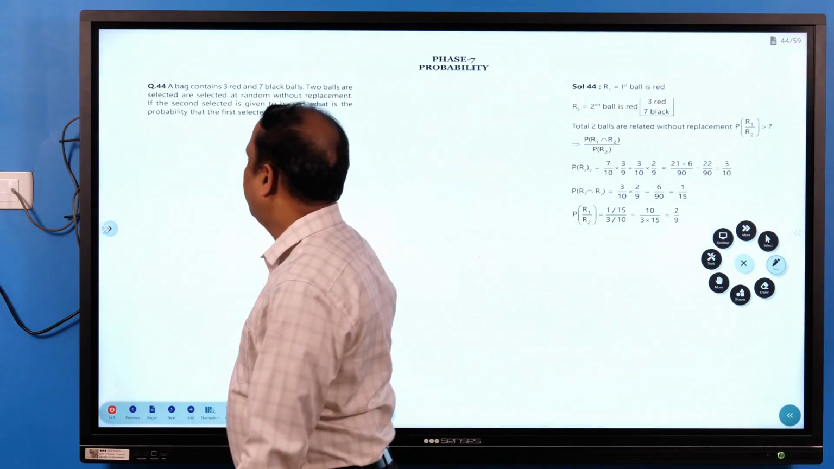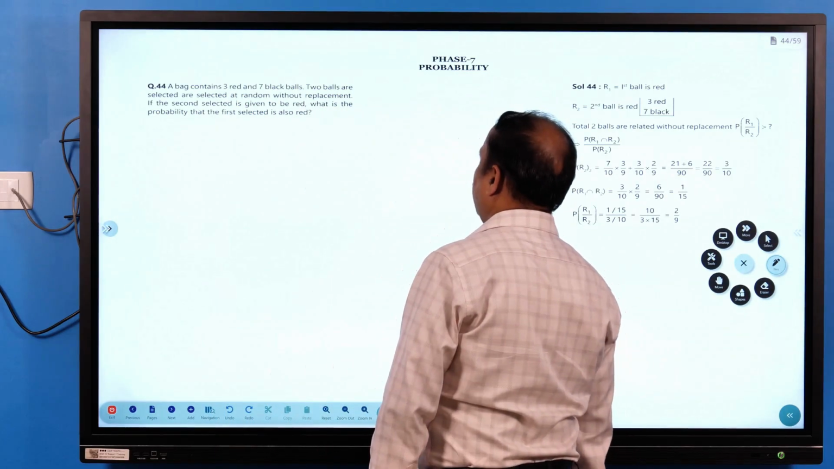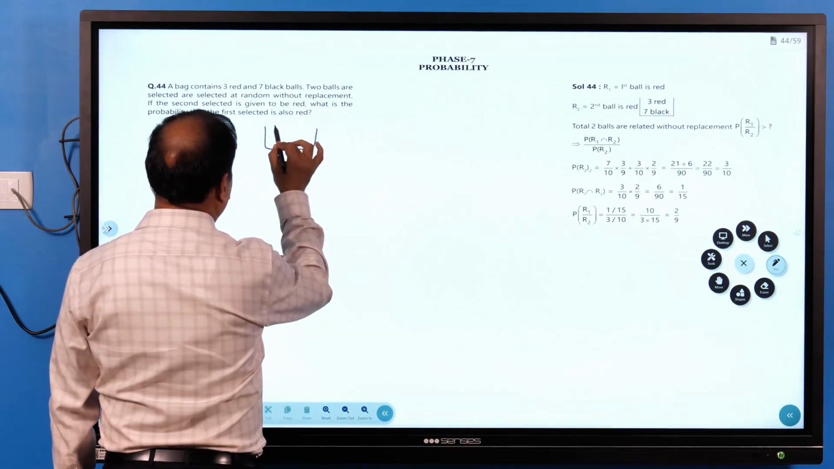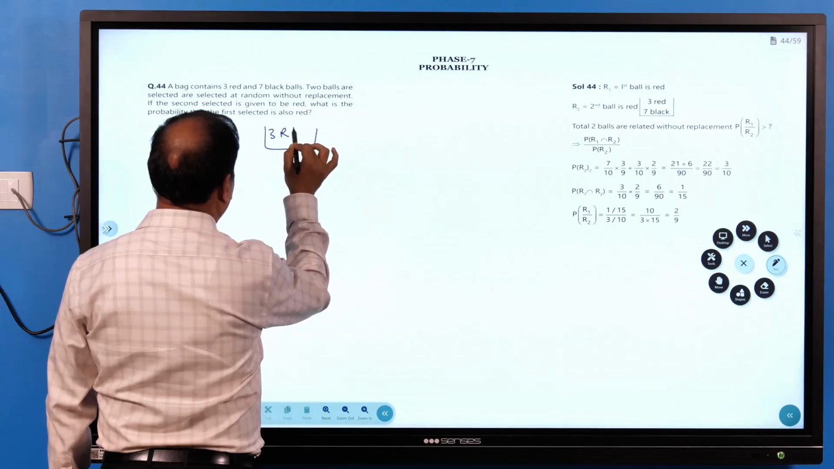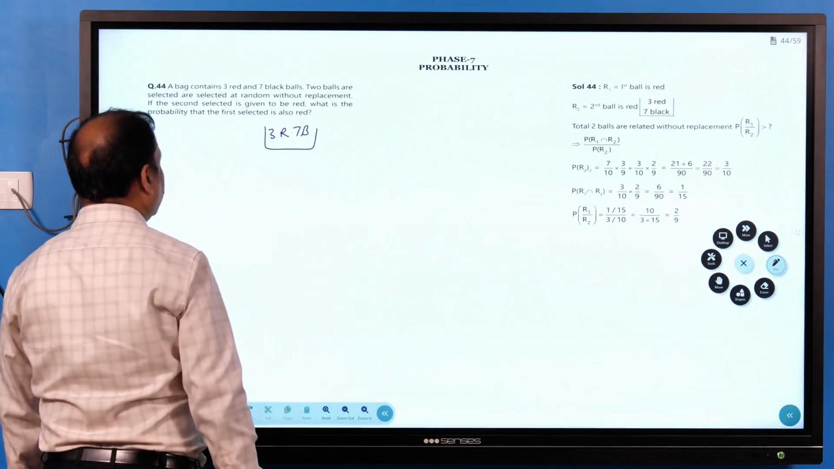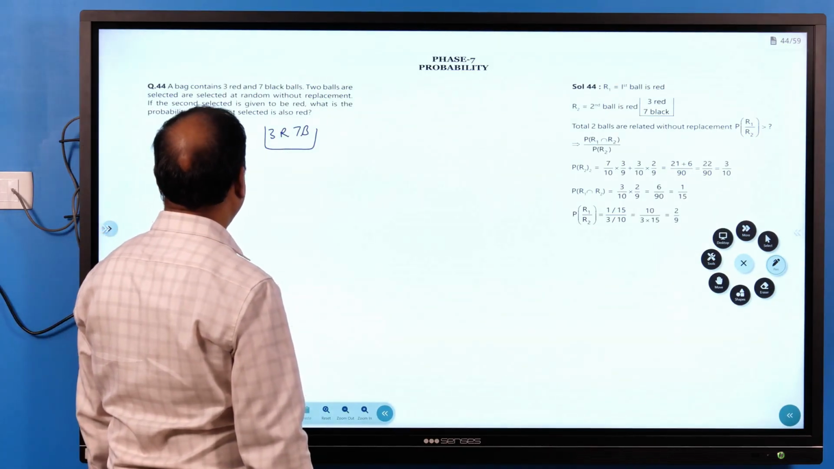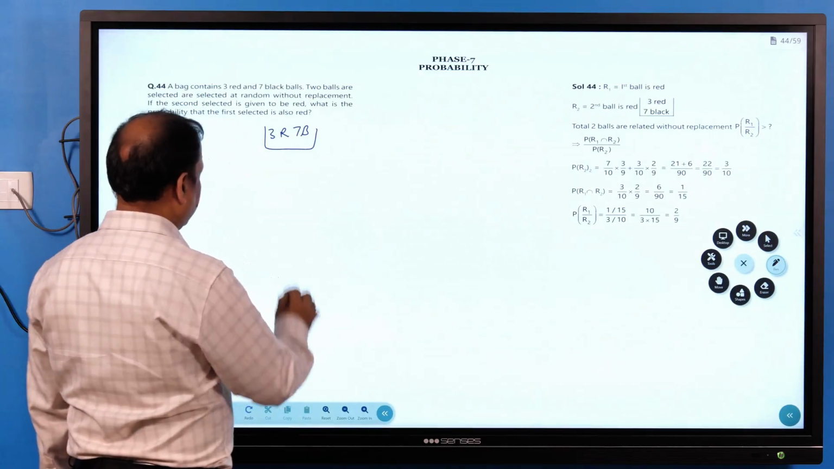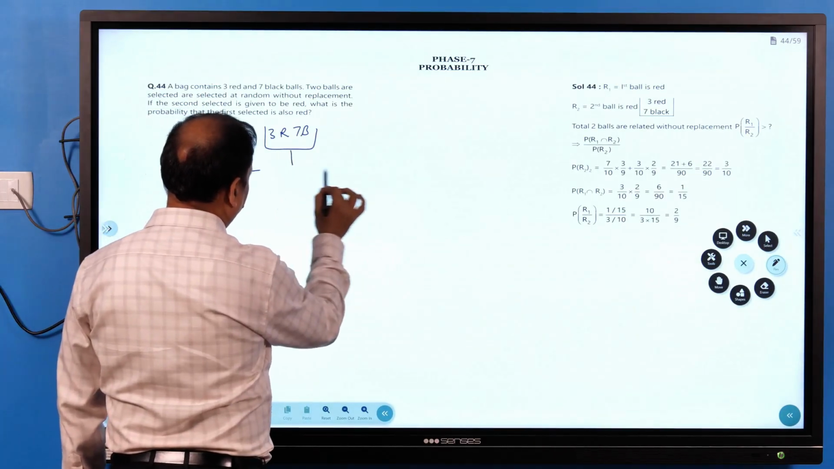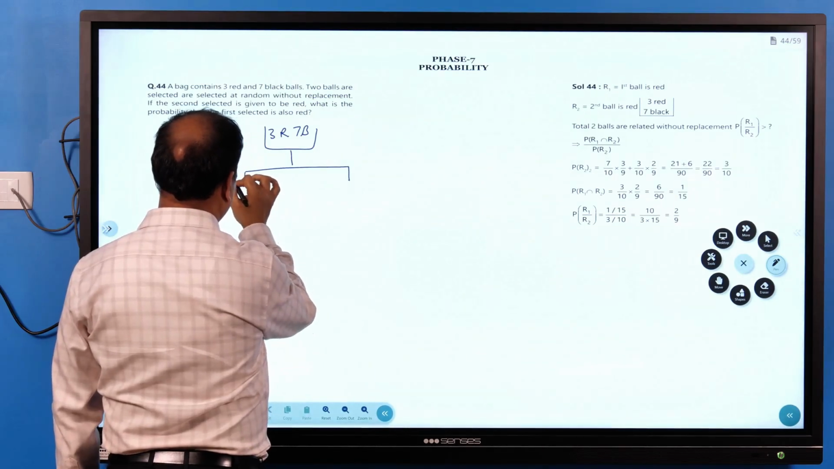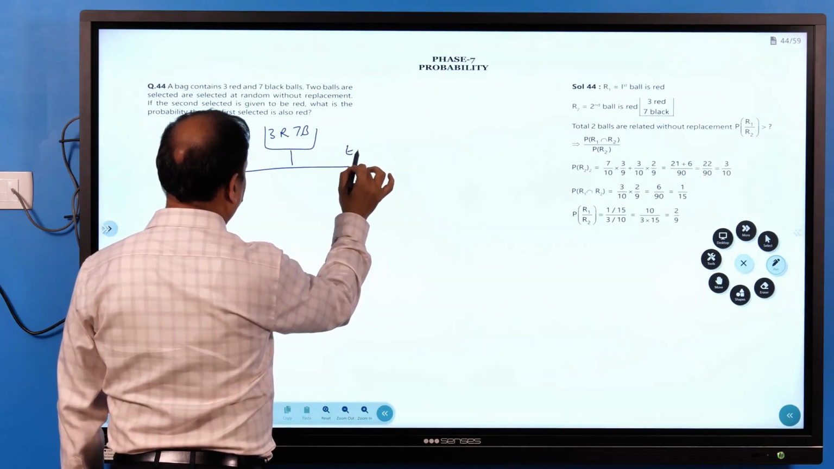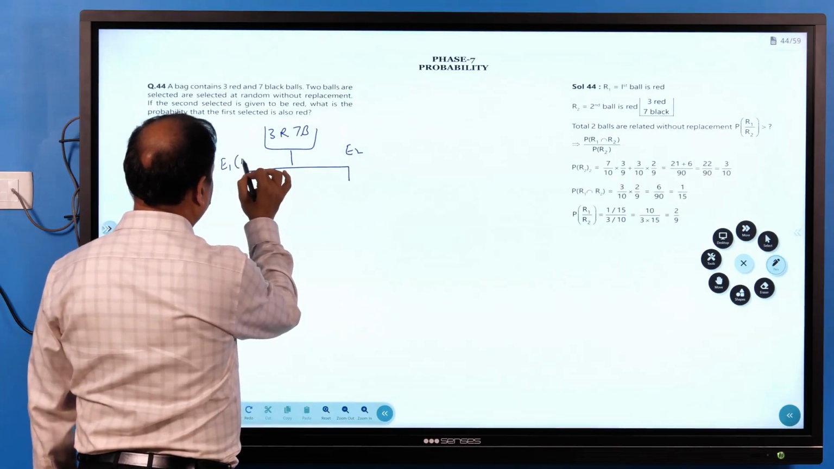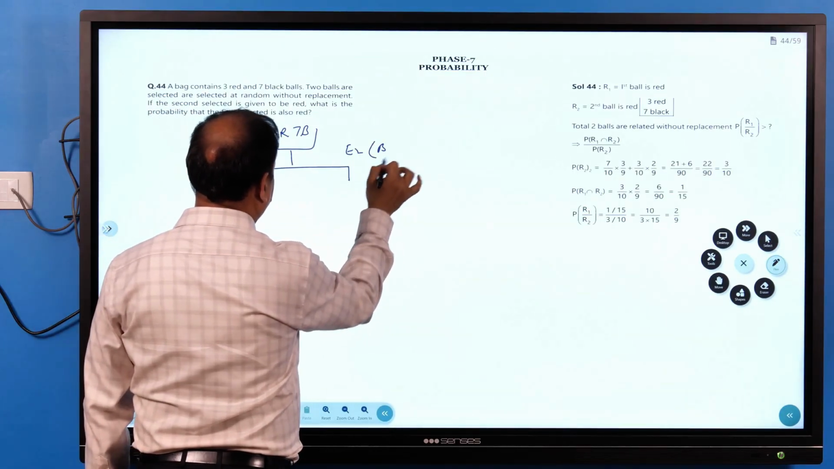Yes, so now come to question number 44, exercise 1, page 7. A bag contains 3 red and 7 black balls. Two are drawn at random without replacement. Two events have been defined, E1 and E2. E1 is the event that the first one is red, and E2 is the event that the first one is black.